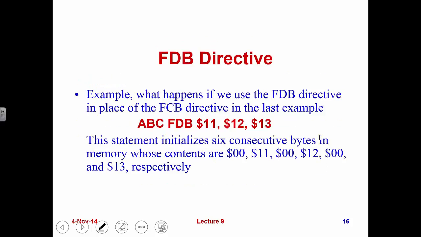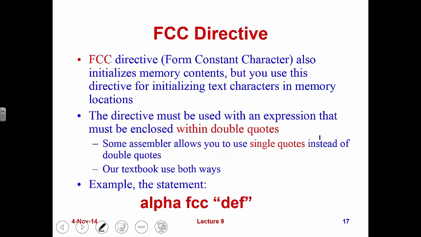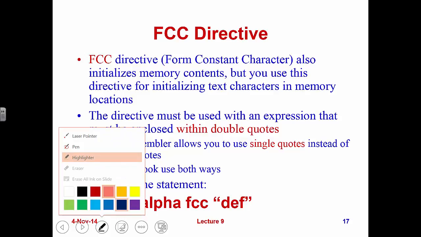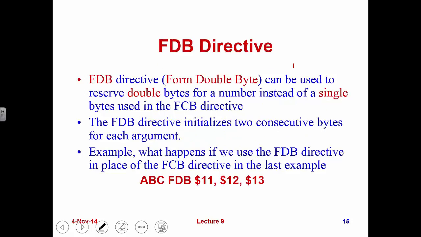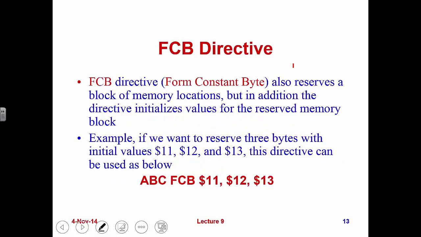So I think we stopped here for the FDB. Yes. Okay. Now let's talk about the FCC. FCC is short for form constant character. So in comparison between FCC and the FCB, FCB is for data byte, this one for constant byte. This is mainly for numbers.